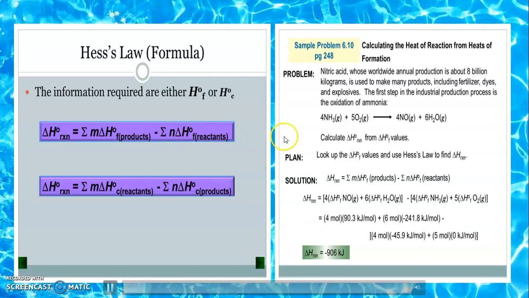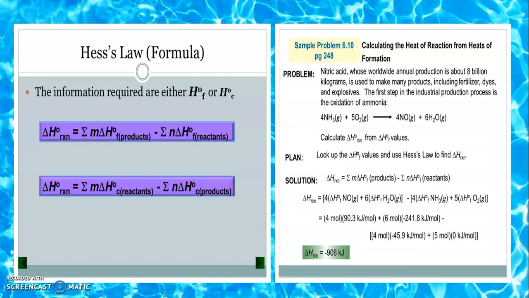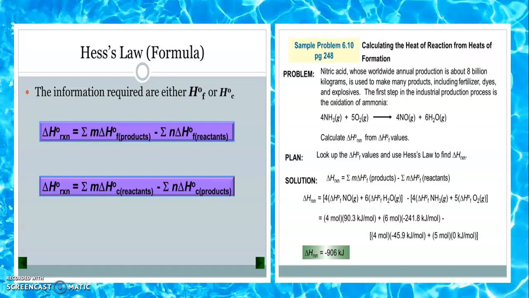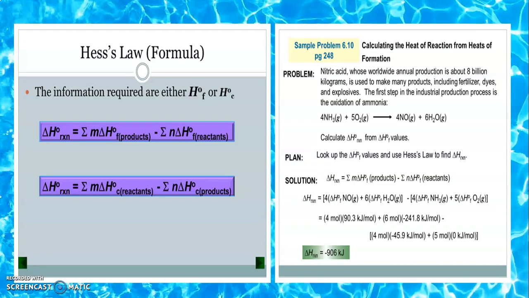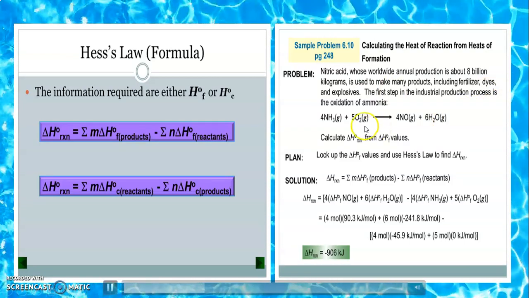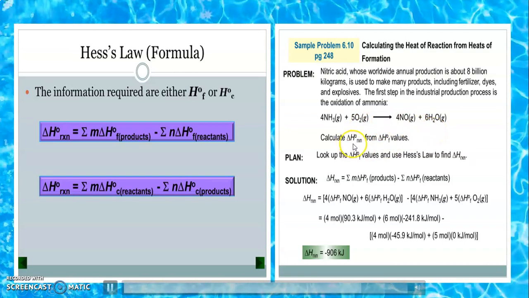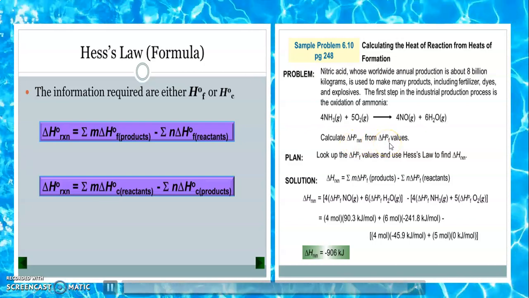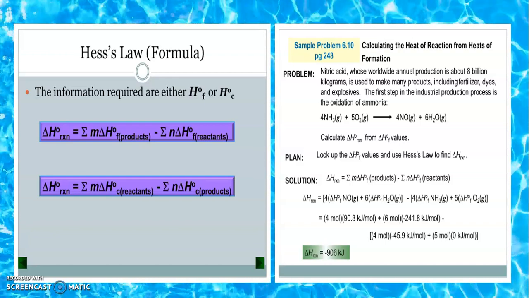So to illustrate this, we use the reaction between ammonia and oxygen. So here 4 moles of ammonia reacts with 5 moles of oxygen, producing 4 moles of nitrogen oxide gas and 6 moles of H2O steam. So make sure you get the correct physical state symbols here for the reactants and the products. So calculate delta H reaction, enthalpy change of reaction from delta HF values. So you can look up these values in your textbook or your tutorial book.